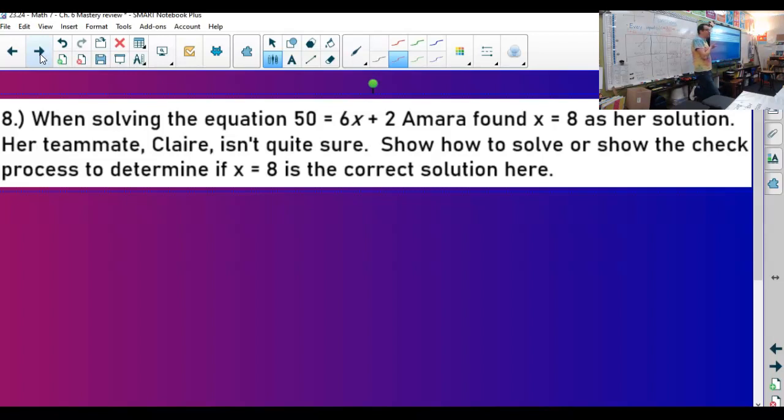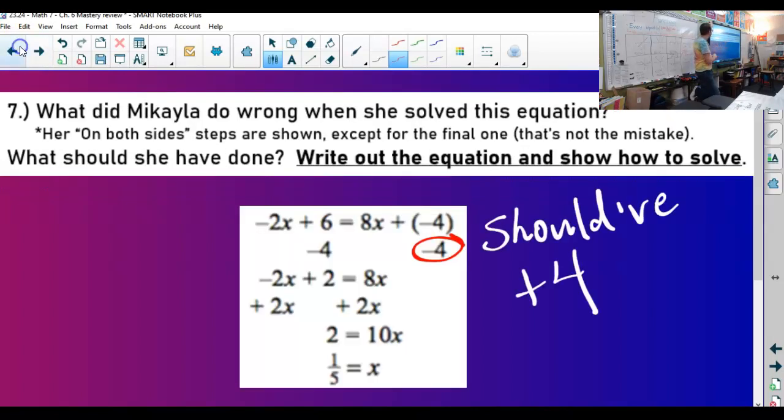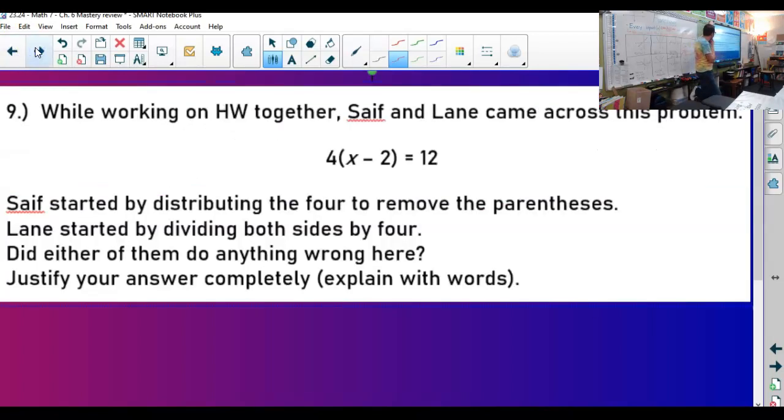So you can do this a couple different ways. You could solve it and show, did you get the same answer? Or you could plug it in to check it, right? If you make x 8, is this true? So you could do a couple different things to prove who you agree with.